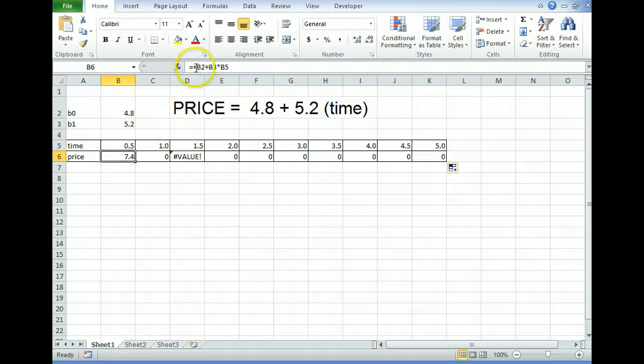I need to lock these values because it's changing B2. I don't want it to change B2, and I don't want it to change B3. So that's why I'm getting those errors. Let's fix that, and then I can copy across here. There we go. So this is showing you the actual numbers for the prices based on the time. For every increment in time, the price goes up by this much. But even if no time is invested, there's an initial cost of 4.8. So that's what these figures mean.